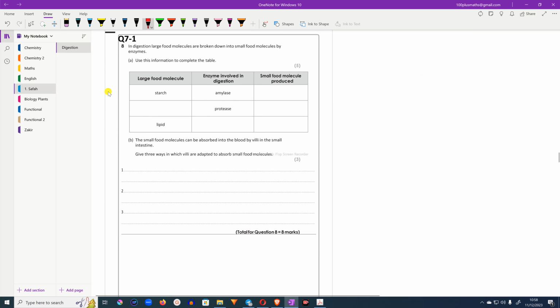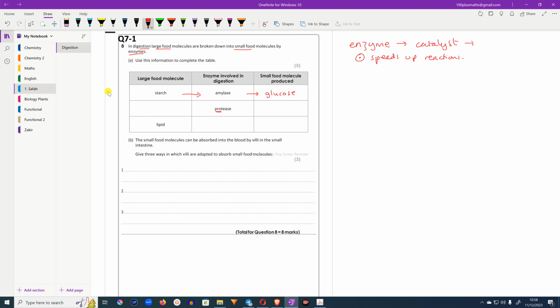Right. In digestion, large food molecules are broken down into small food molecules by enzymes. What's an enzyme? An enzyme is a catalyst. And what does a catalyst do? It speeds up reactions. Right, at this level, we're just going to leave it like that. In chemistry, you'll have to add a bit more. Right, so starch is the molecule. You use amylase and it breaks that down into glucose. Remember, starch breaks down into glucose.